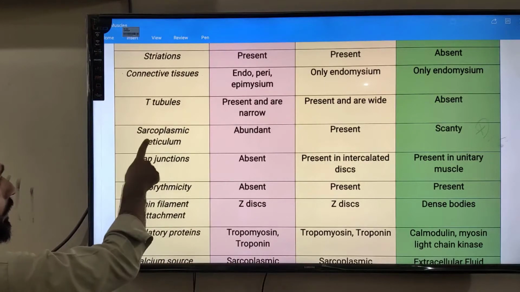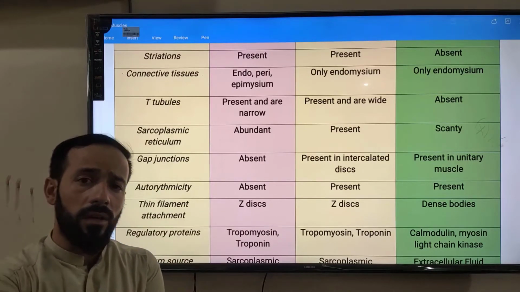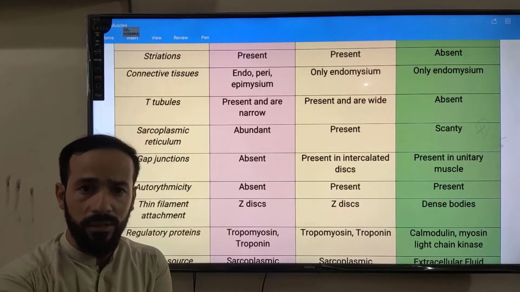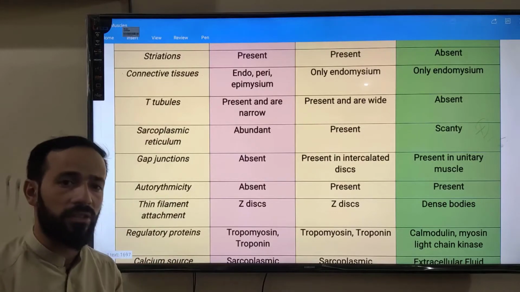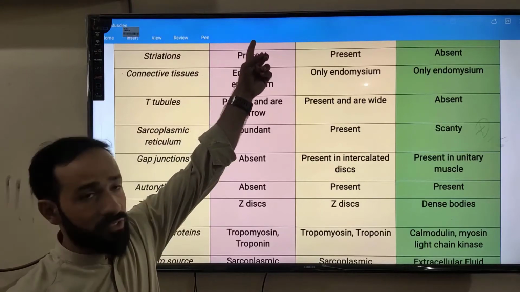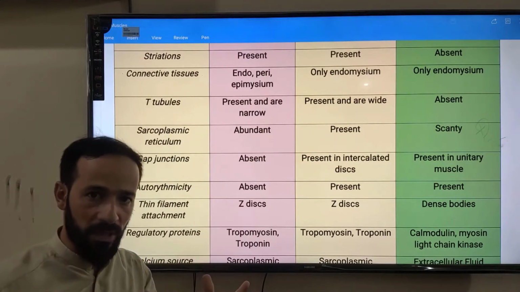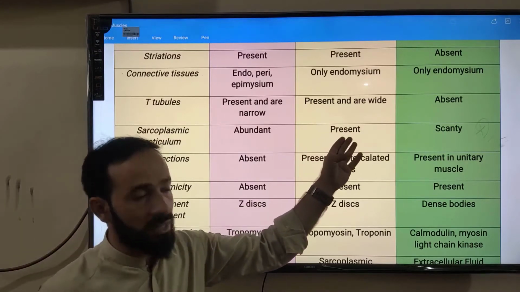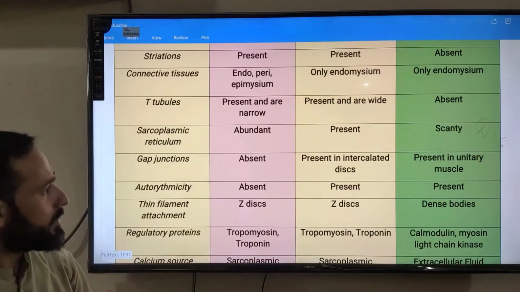Next, what about the sarcoplasmic reticulum? Inside our cell we have endoplasmic reticulum, but in case of muscle there is sarcoplasmic reticulum, because there is sarcoplasm. So the sarcoplasmic reticulum inside your skeletal muscles is present abundantly. Lots of sarcoplasmic reticulum. Here it is also present, and here also present, but very little, right?